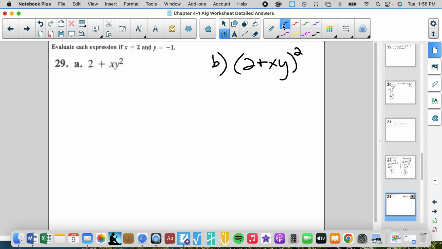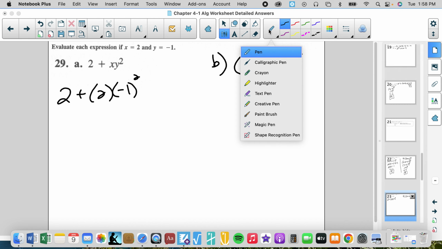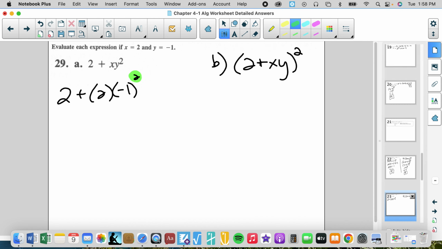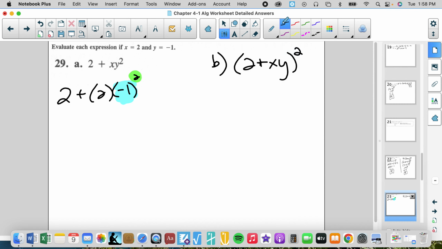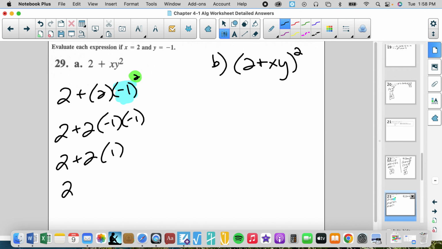Good. Let's do this. Let's plug in the values. 2 plus 2 times -1 squared. So that exponent 2 is only on the quantity of -1. You're not squaring the 2. So we have 2 plus 2 times -1 times -1, which is 2 plus 2 times 1. We're going to do the multiplication of 2 times 1, which is 2, and then 2 plus 2 is 4.